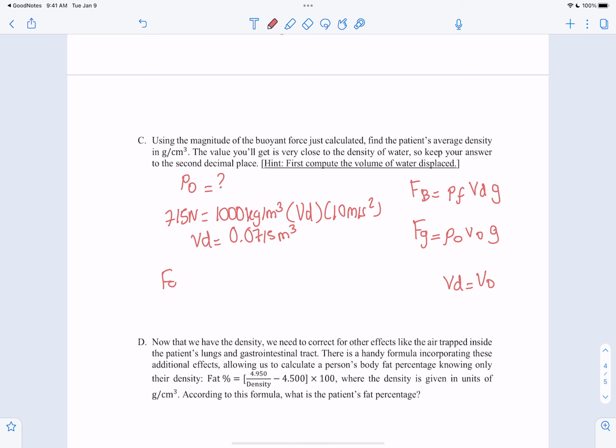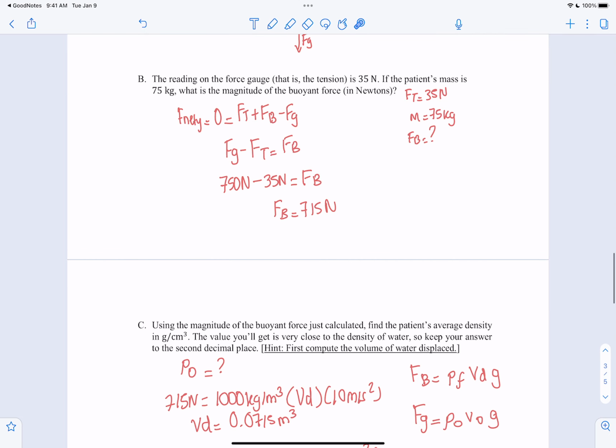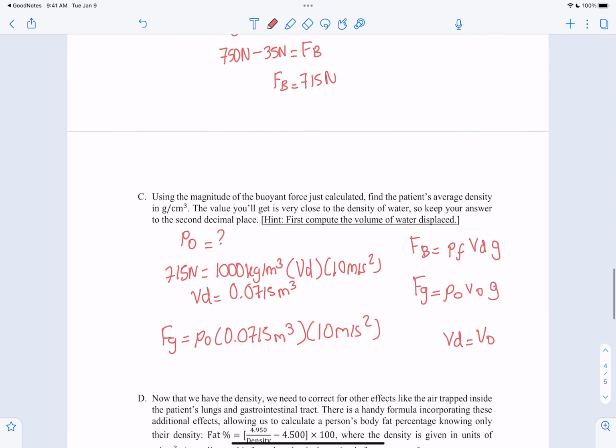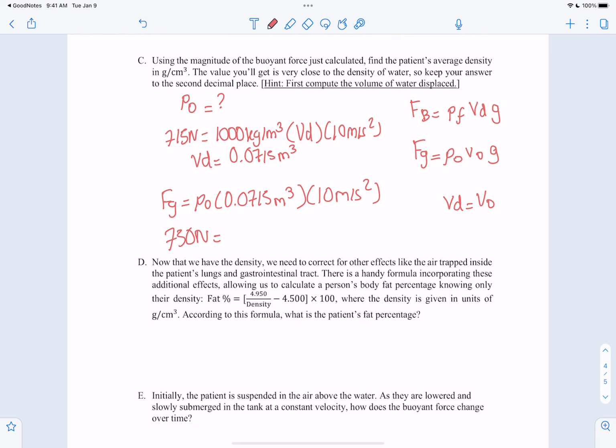And then using that force of gravity, we know that the density of the object is unknown to us. The volume of the object is equal to the volume displaced, which is 0.0715 meters cubed. And this is still 10 meters per second squared for our g. The force of gravity here is equal to our weight, which was 750 newtons. So we have 750 newtons equals the density of the object times 0.0715 meters cubed times 10 meters per second squared. Then we can solve really simply for the density of the object.